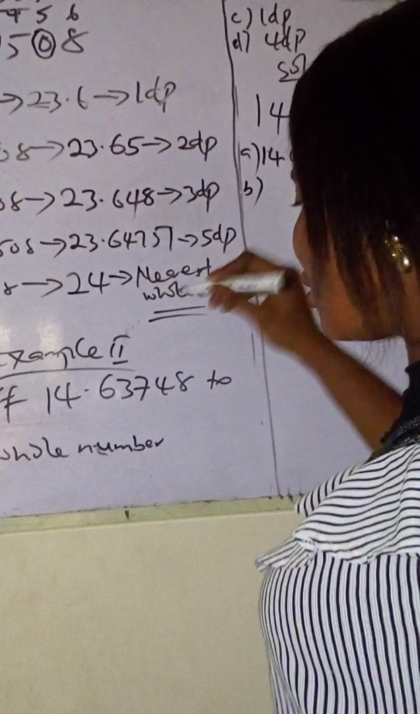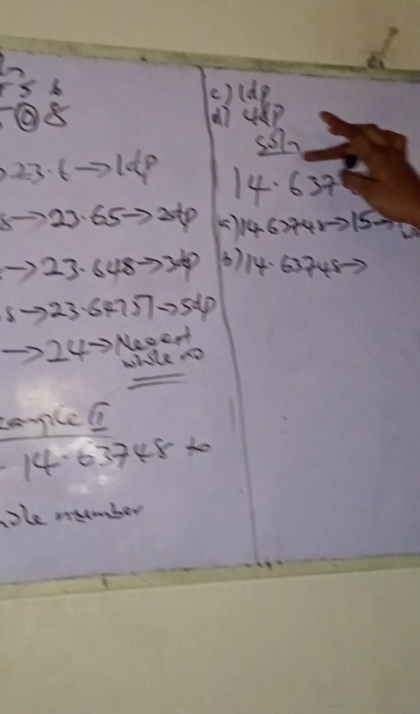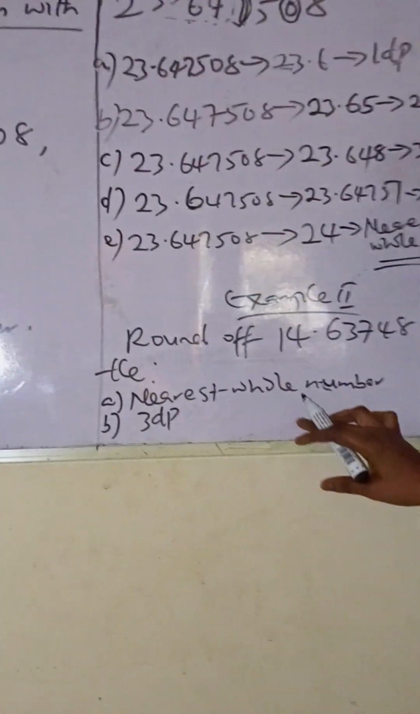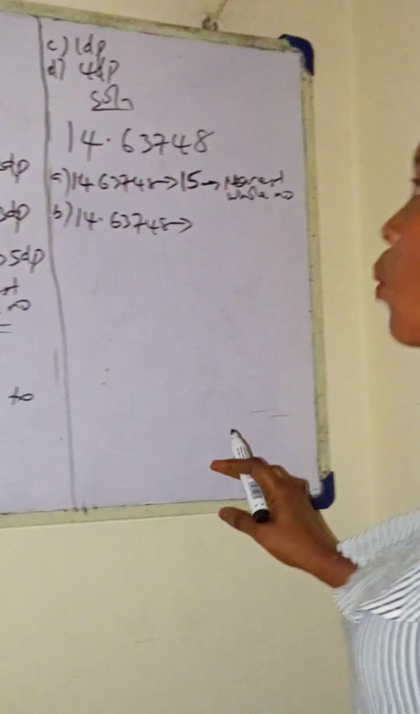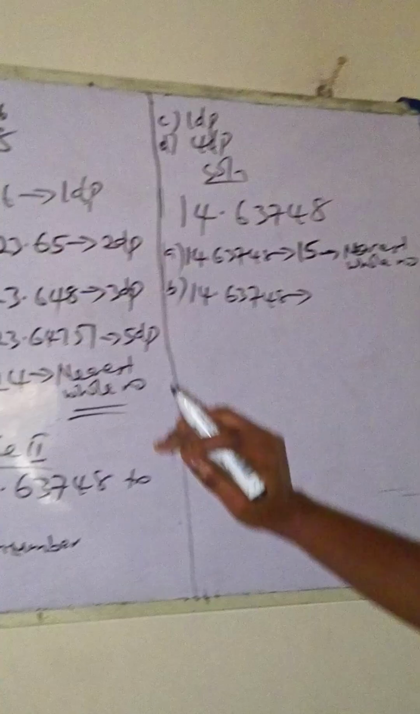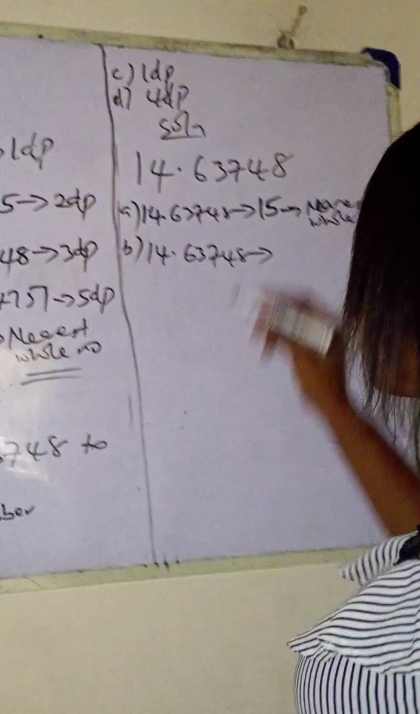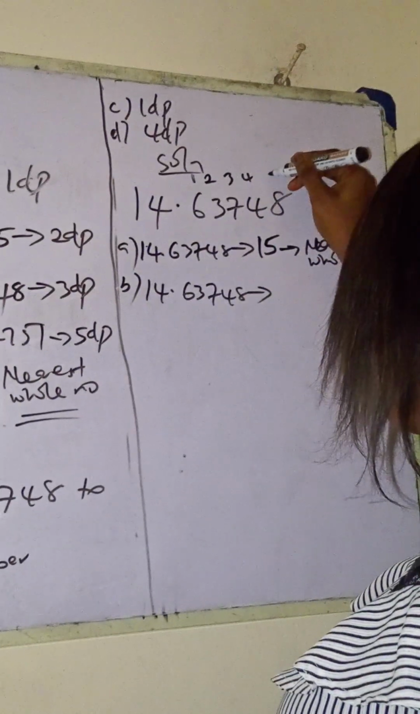Then I go to the next one, which is to 3 decimal places. Now I'm going to write my guide. Remember I told you that when you are solving for decimal places, you put your guide, which is 1, 2, and so forth. But when solving for the nearest whole number, you use the number before your decimal point. That is what we just did. So now we want to go for decimal places. To 3 decimal places, I'm going to put my guide, which is 1, 2, 3, 4, 5.